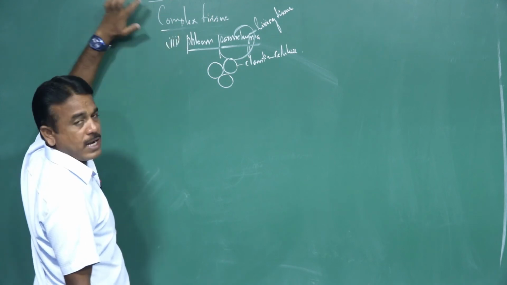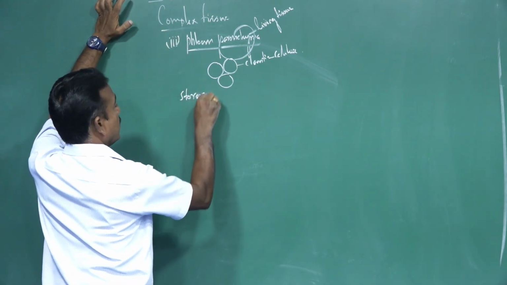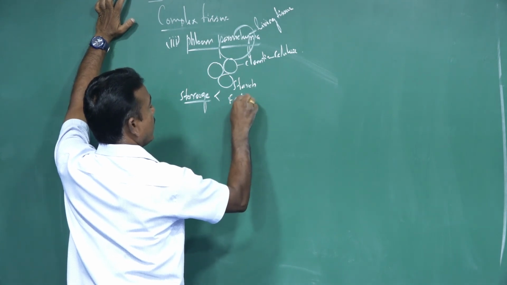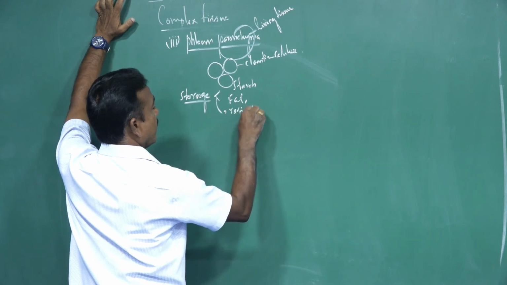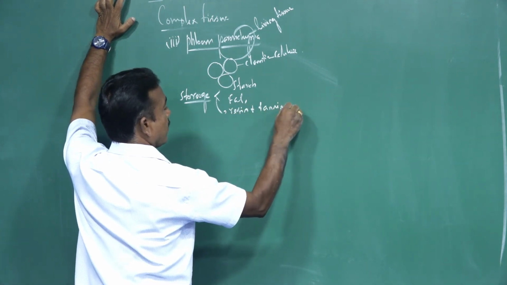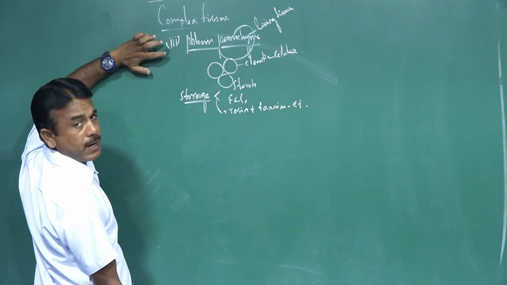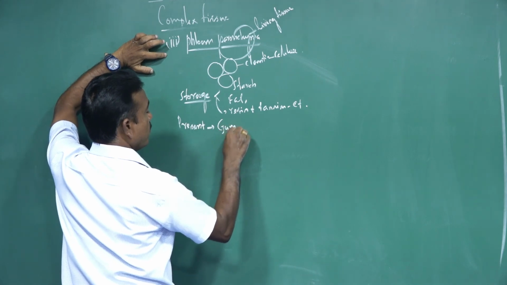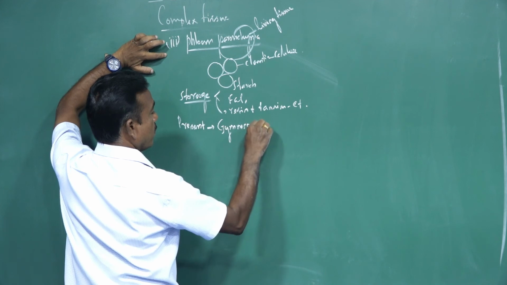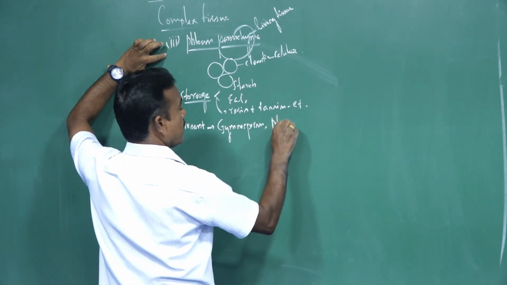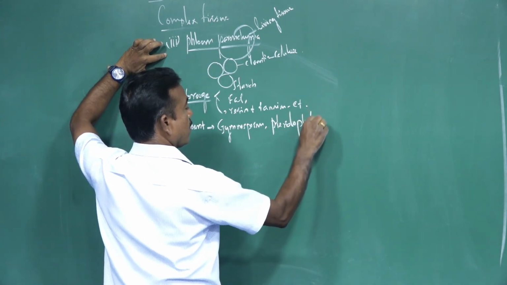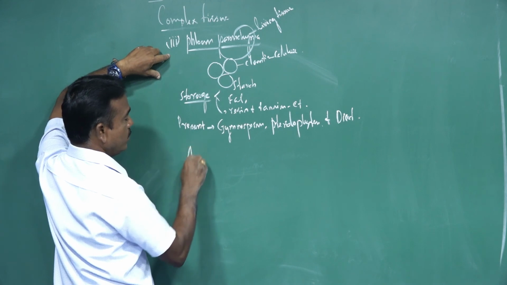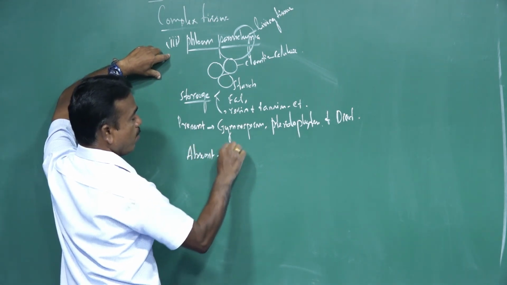The main function of phloem parenchyma is storage. It stores reserve food material in the form of starch, fat, resin, tannins, etc. Phloem parenchyma is generally present in gymnosperms, pteridophytes, and dicots. Phloem parenchyma is generally absent in monocots.